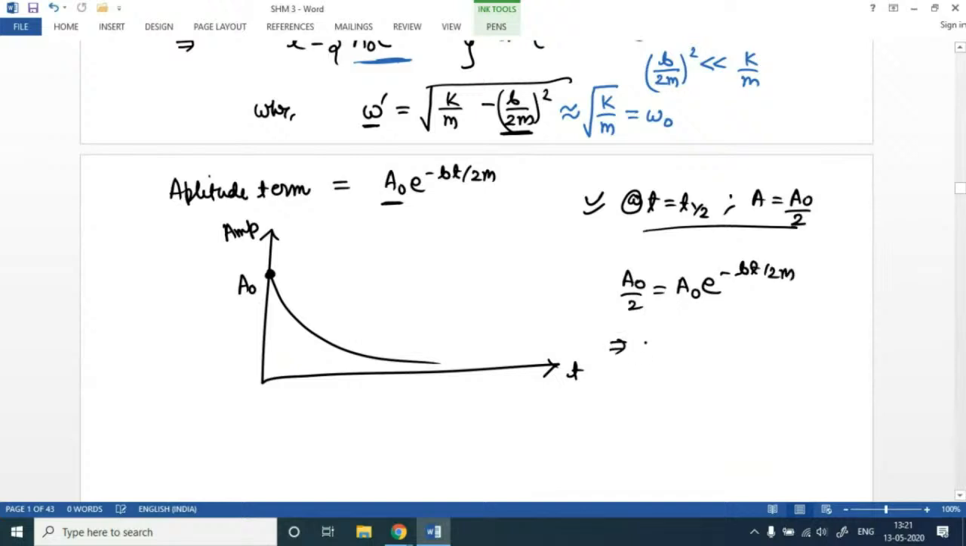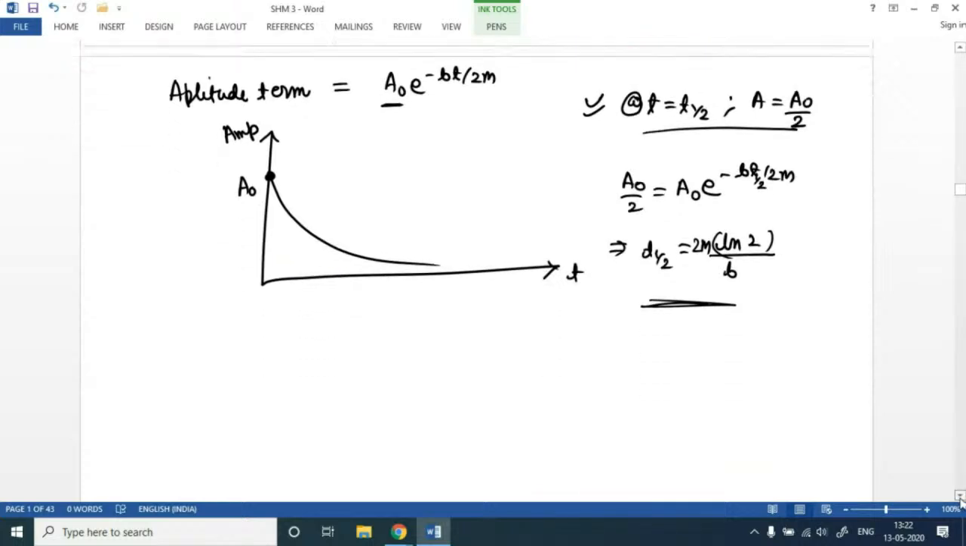And you are very familiar, in place of t, let's write t half, and you are very familiar with this expression, that would be ln 2 upon the coefficient of t. So the coefficient of t over here is b upon 2m. So that would be the t half of the amplitude term, please understand. This is the time after which the amplitude will become half of its initial value.